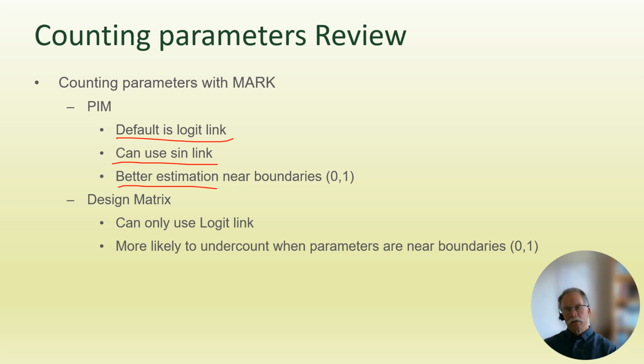So when there's an option of running a model either using the PIM or the design matrix, you're probably better off using the PIM and setting it to the sin link to just see if there's any problems, and we'll show an example of that. With the design matrix, you can only use the logit link, and as a result, it's more likely to undercount the number of parameters in the model when you are using the design matrix.